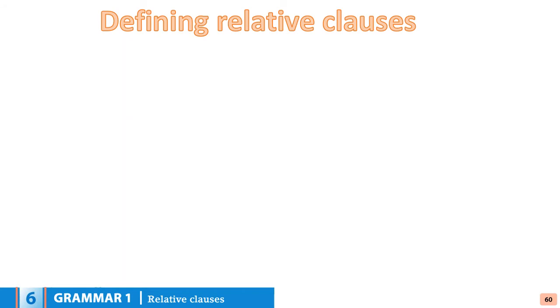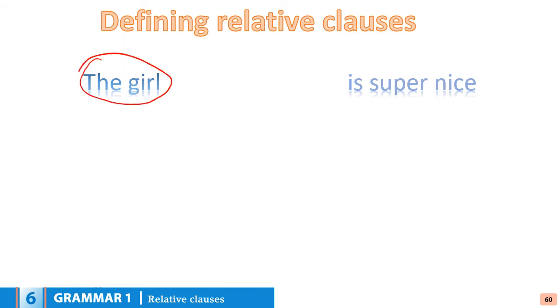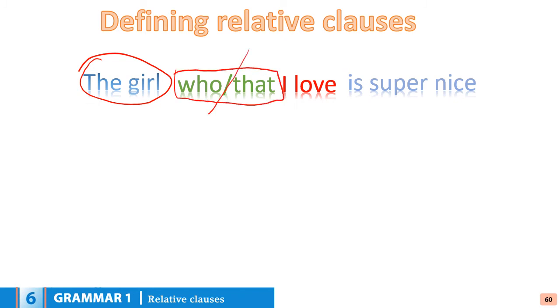There's something special you have to know about defining relative clauses. Now remember, defining clauses are essential for the meaning of the main clause. Okay? The girl is super nice. I need a defining relative clause because otherwise I don't know what girl you're talking about. What girl are you talking about? The girl who I love is super nice. Now, in this case, with defining relative clauses, I can use who or that. So it's up to you, you want to use one or another.